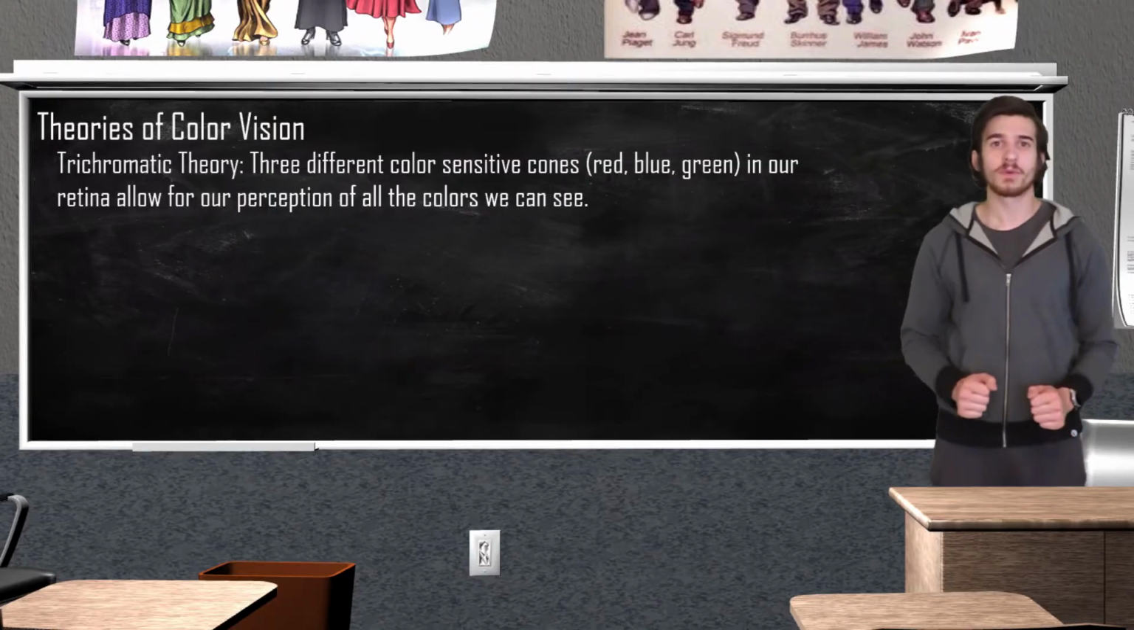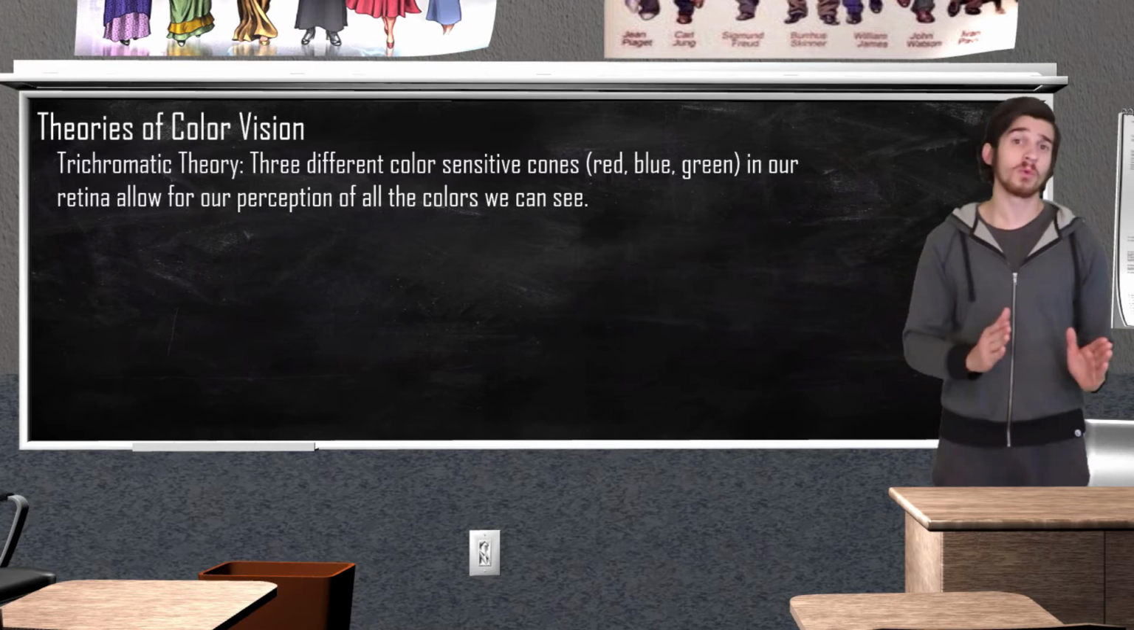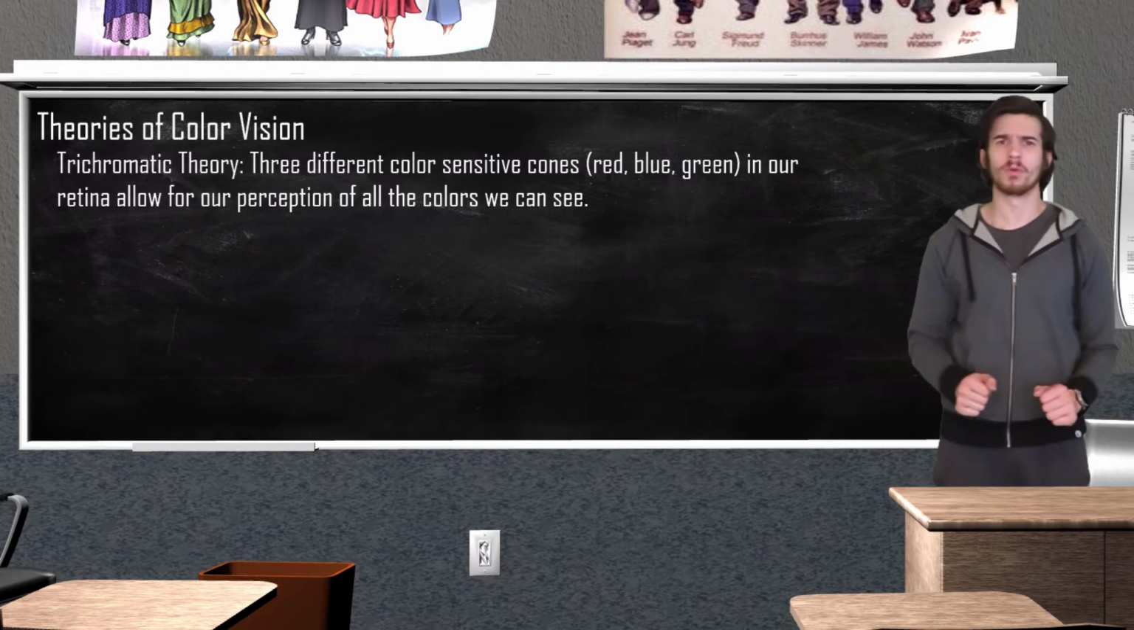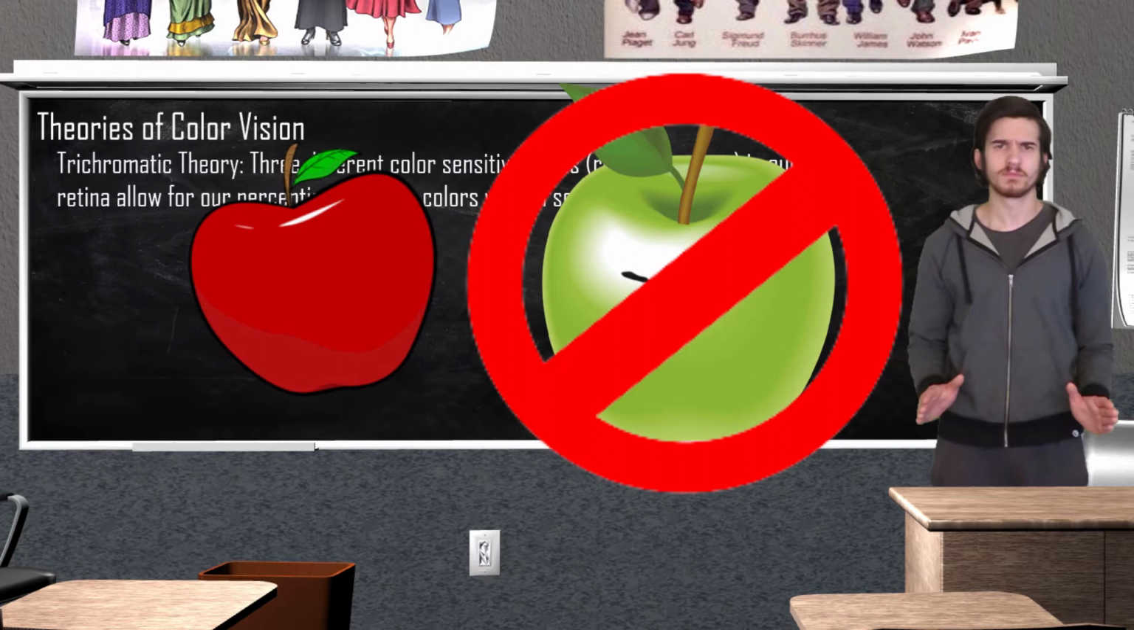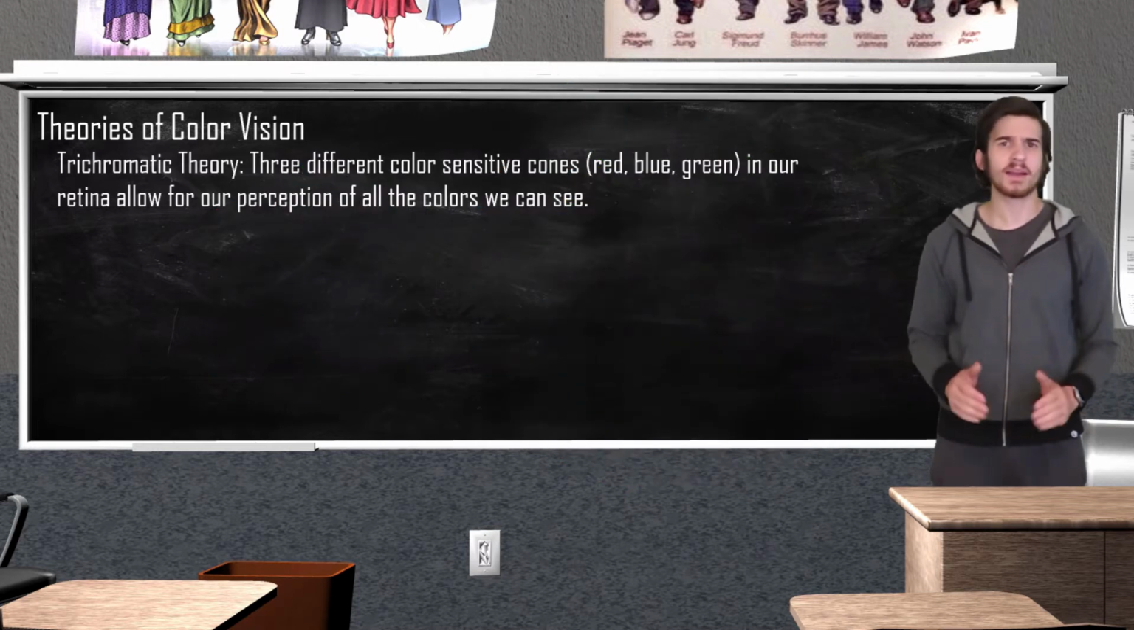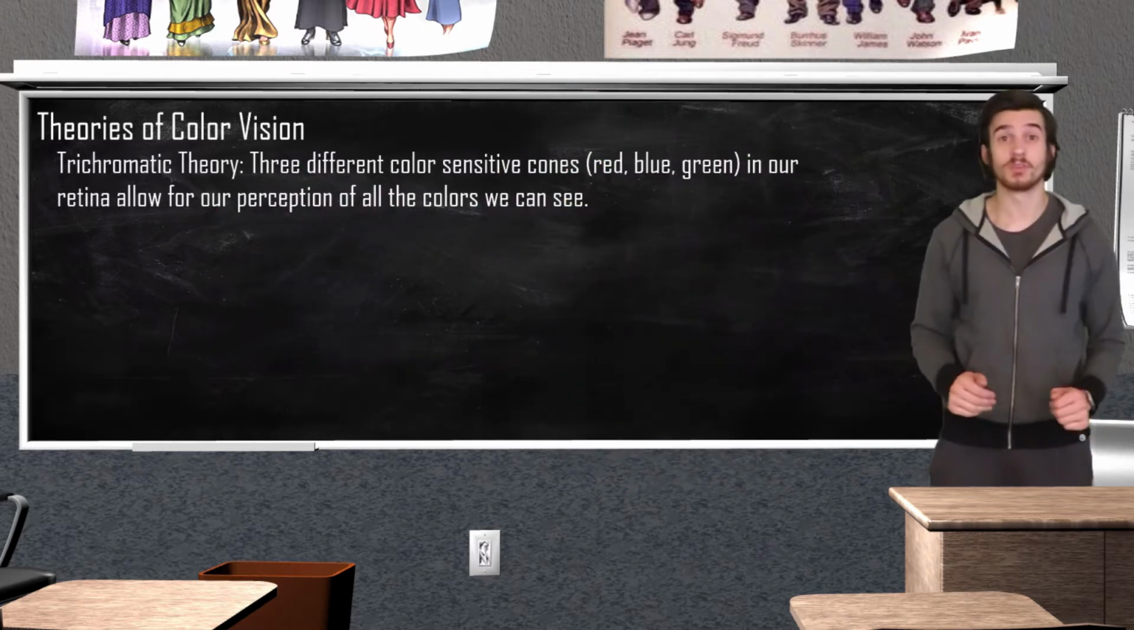According to the theory, different light waves activate different cones. There will be some overlap with these cones, and you will find out why in just a second. When you look at a good old normal red apple, none of that Granny Smith nonsense, the red wavelengths strike the retina, activating the red-sensitive cones, allowing us to perceive red.